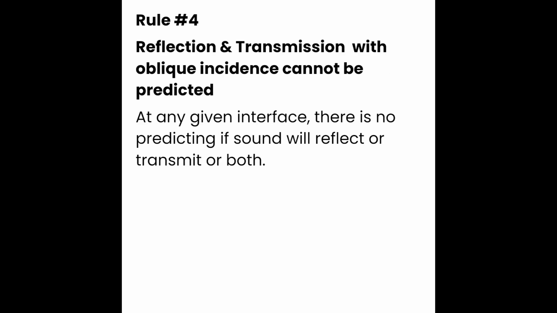Rule number 4 says reflection and transmission with oblique incidence cannot be predicted. So we are going to have a very particular set of rules that are going to apply to normal incidence, and then we're going to have to throw all those out the window and focus on oblique incidence. And the tricky part about reflection and transmission with oblique incidence is that it kind of does what it wants to do. There's really no predicting if sound will reflect, transmit, or do some combination of both.